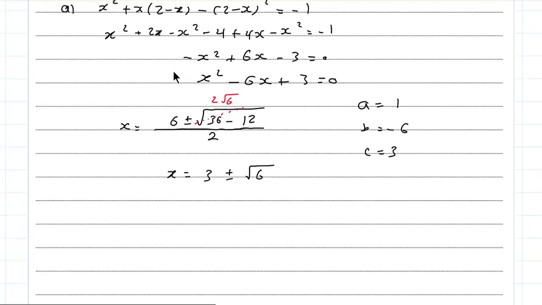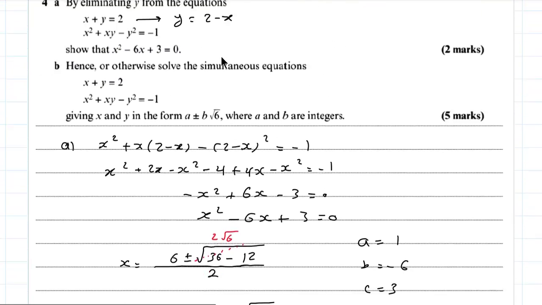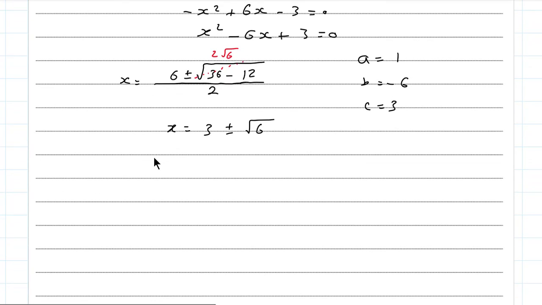And in this case, the corresponding y will be 2 minus x. So y will be 2 minus 3, minus or plus, I will multiply the positive to be negative and the negative to be positive, square root of 6. So the answer should be y equals negative 1 minus or plus square root of 6.